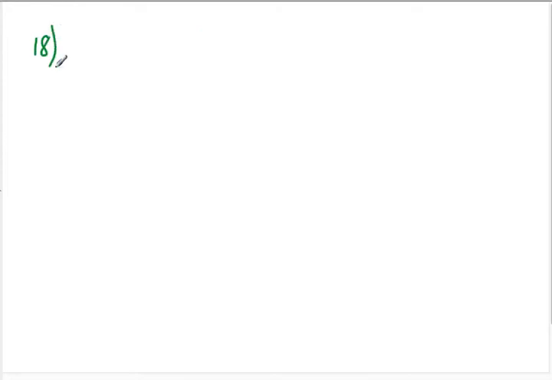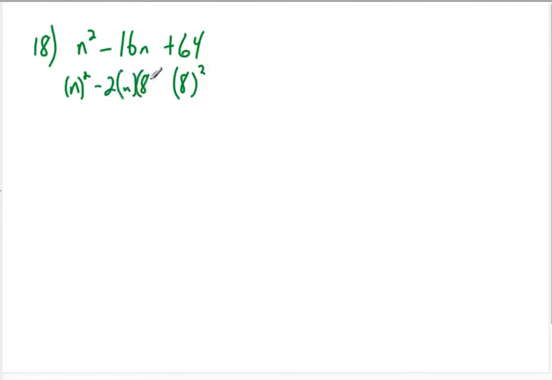Moving on to 18. We have n squared minus 16n plus 64. Again, no monomial factor because there's no number here. Special case, perhaps this is a square and that's a square, so we have n squared and we have 8 squared. So if this happens to be 2 times n times 8, which it is, then we can factor it like this. And we're done. That was nice.